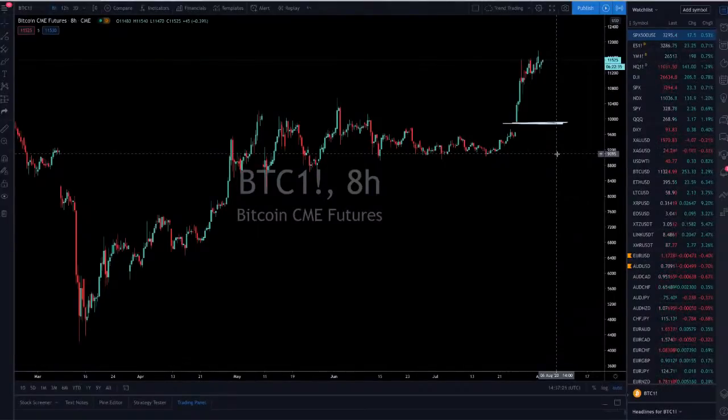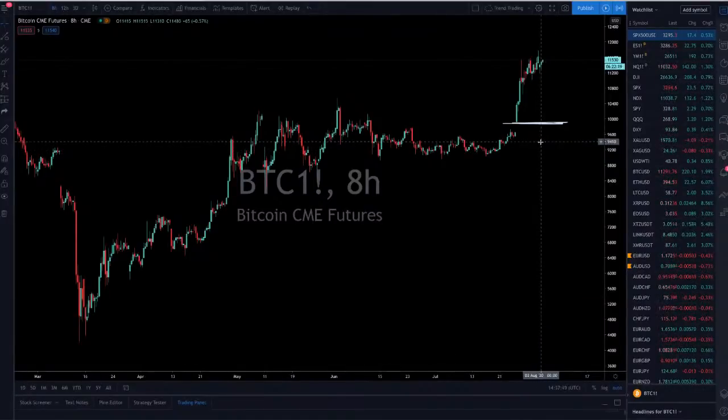But look, there's so many gaps on Amazon. Go look at an Amazon chart and look at all the gaps that are unfilled. And I'd be willing to bet, unless Amazon went to zero, that those gaps will never get filled, right? Same thing here on Bitcoin. Will this gap ever be filled?